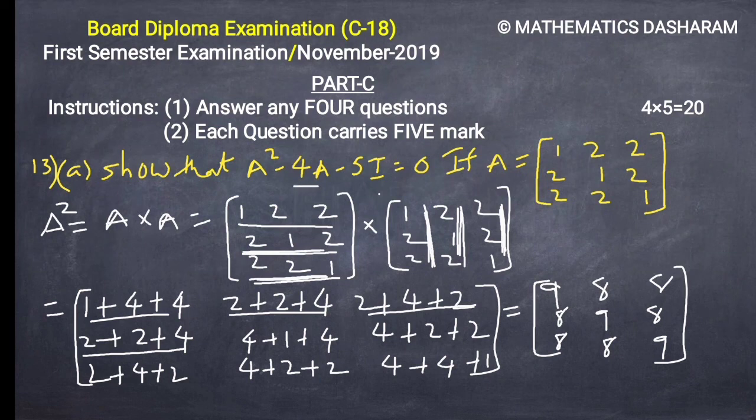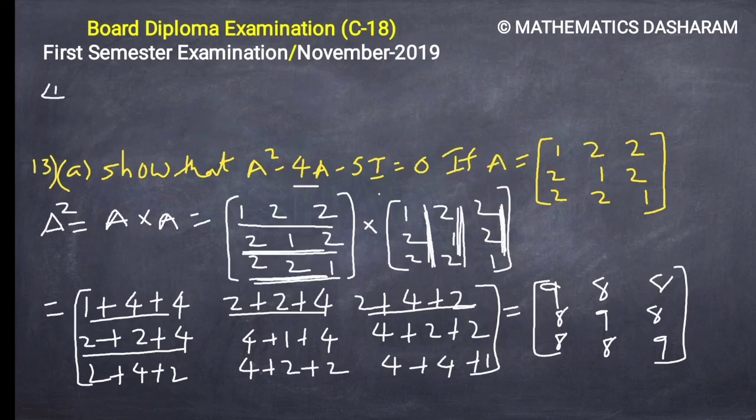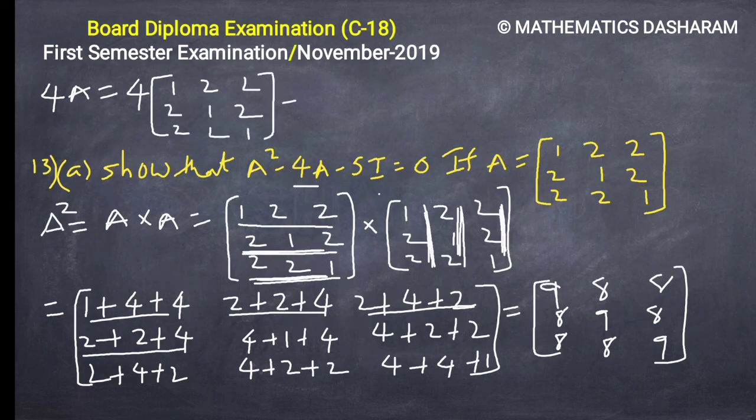Next, the 4A answer. Let us find the 4A matrix. So 4A equals 4 into matrix A, that is 1 2 2, 2 1 2, 2 2 1. Let's multiply the 4 inside. 4 ones are 4, 4 twos are 8, 4 twos are 8. Here 4 twos are 8, 4, 4 twos are 8, 8, 8, and here is a 4.